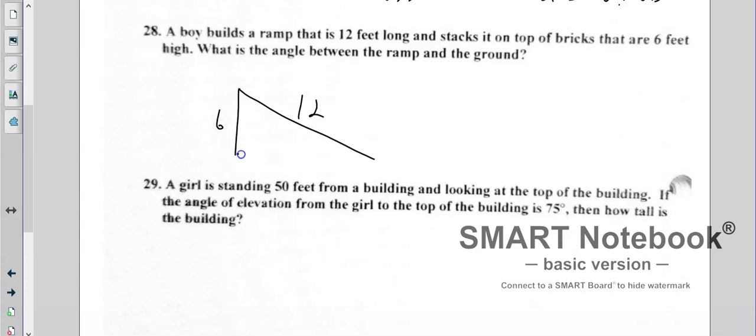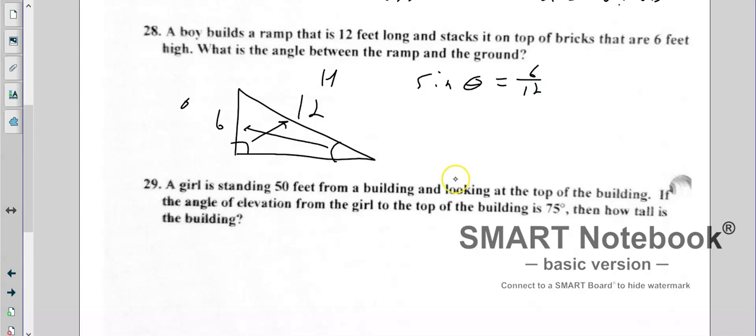What is the angle between the ramp and the ground? We're trying to find this angle right here. Now, what do we have? We have hypotenuse, and from here we have opposite. That's sine. So sine of some angle, remember theta, or we could name it A or whatever, equals opposite over hypotenuse.